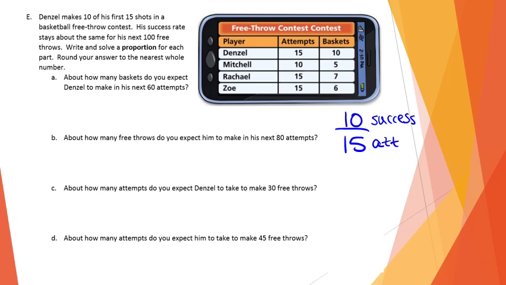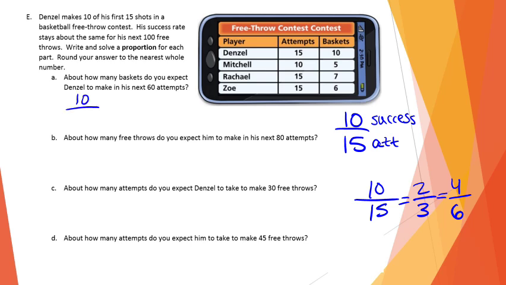And so 10/15 is also scalable, right? You might notice here I could make 10/15 equivalent to 2/3, right? If I divided the top and the bottom by 5. I could also scale it up to something like 4/6 or 20/30. So all of these are equivalent, and that might help me figure out some of my missing values here in a minute. So about how many baskets do you expect Denzel to make in his next 60 attempts?